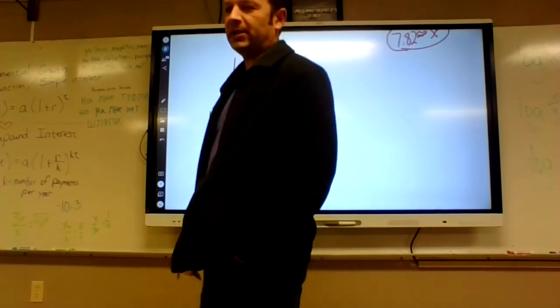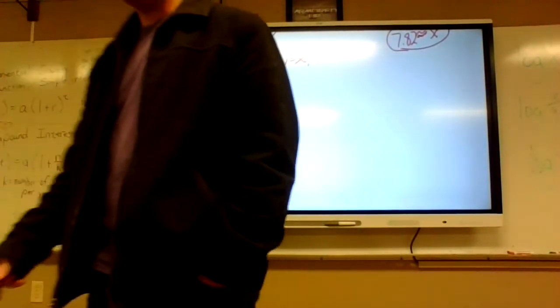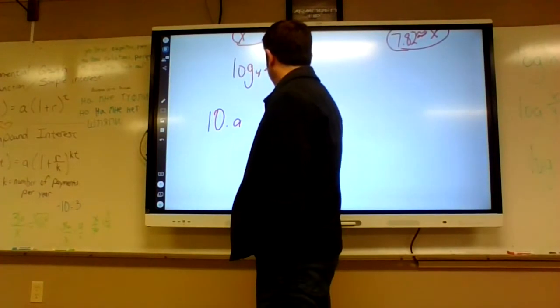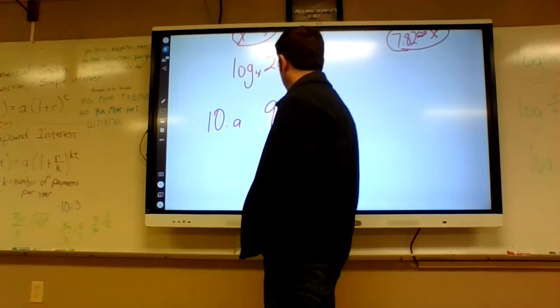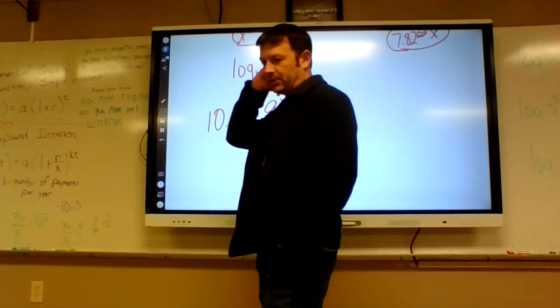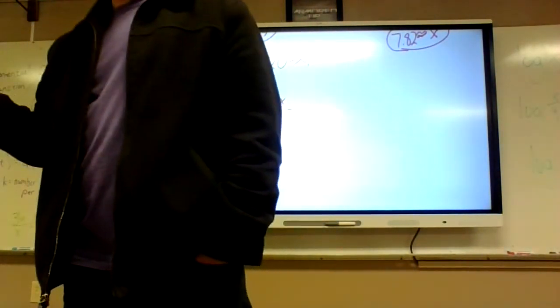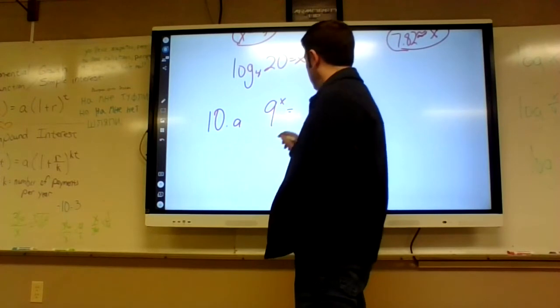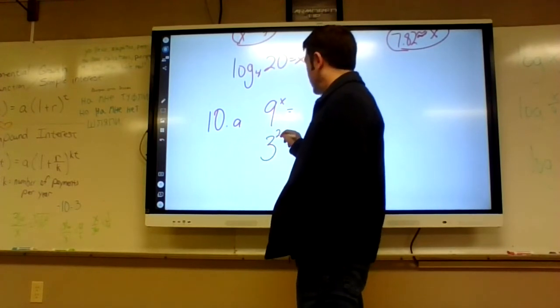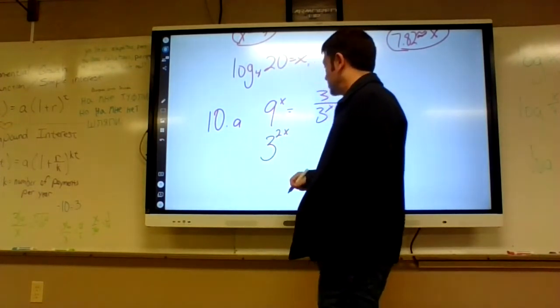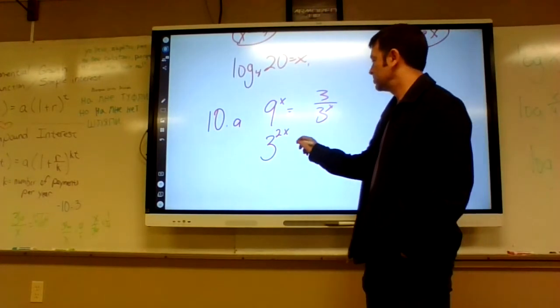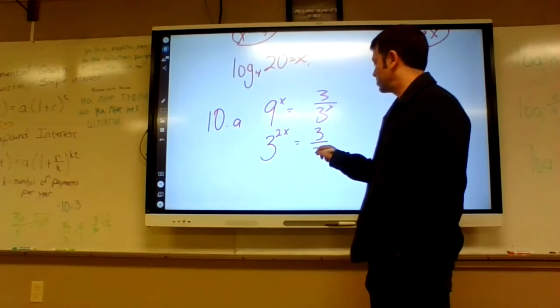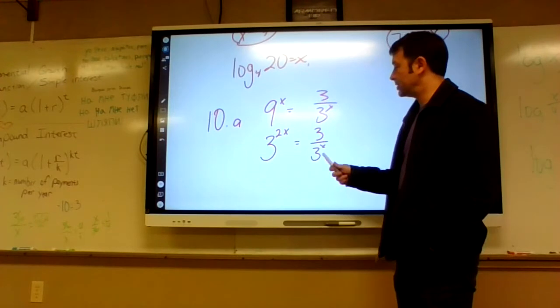Alright, let's check. Okay, 10a, 9 to the x. Here, maybe this will help. I see 3's on the other side, so let's rewrite the 9 as a power of 3. So it'd be 3 squared. So it's 3 squared to the x, so it's 3 to the 2x. That one probably would have made the other one less complicated.